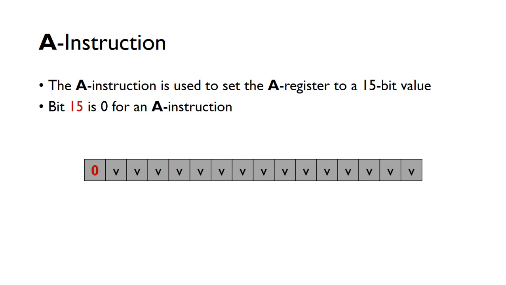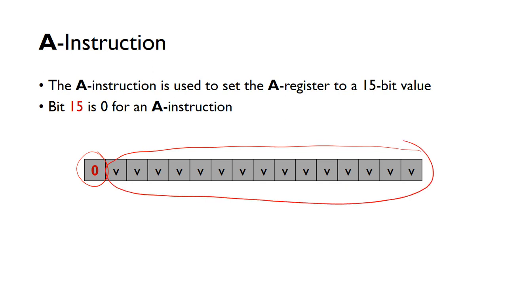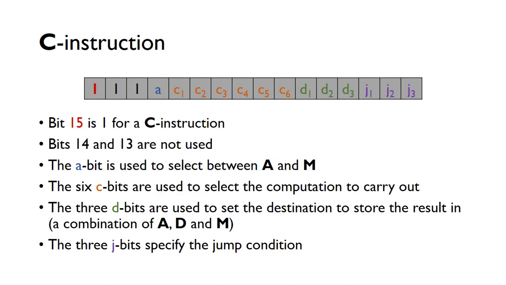Again, we'll just look at the different instruction formats. An A instruction is very easy to assemble. The first bit, bit 15, is a 0, and then the remaining 15 bits are just the binary value of the instruction. The C instruction is a bit more involved, but again, it's the same simple procedure. We see a C instruction, we just replace it by its binary equivalent. Bit 15 is always a 1, and bits 14 and 13 are also 1. They're not used, they're set to 1.